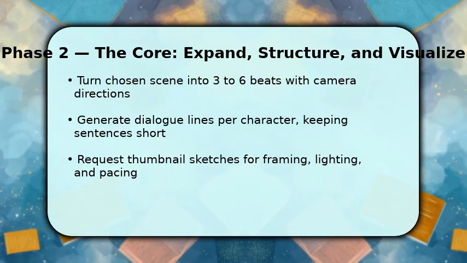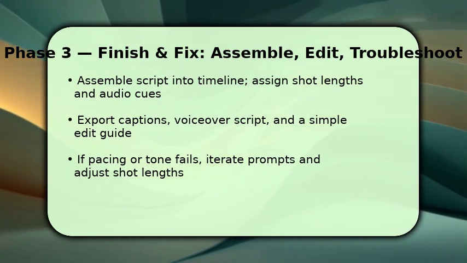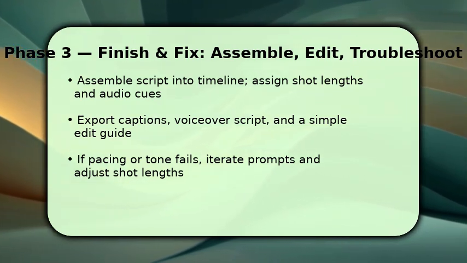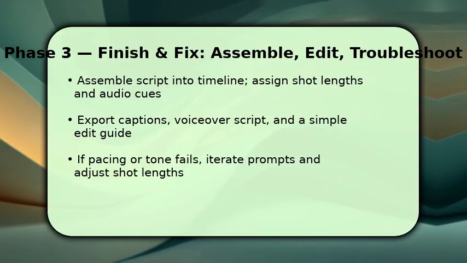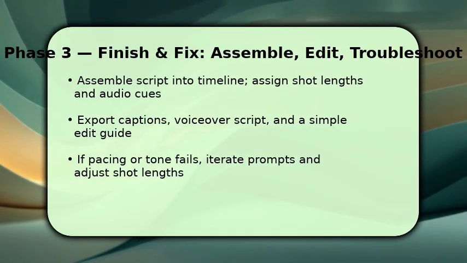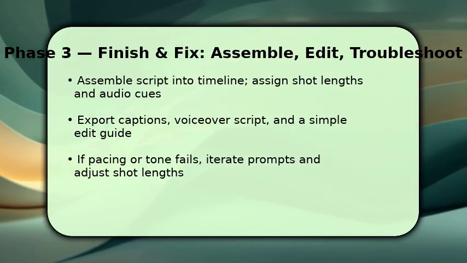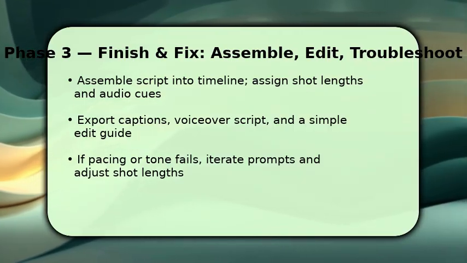You finish by assembling the shot list into a timeline, assigning seconds per shot, and marking audio cues. This creates a rough edit blueprint. Once done, ask ChatGPT to produce a voiceover script and subtitle file and a short edit guide for transitions and music.